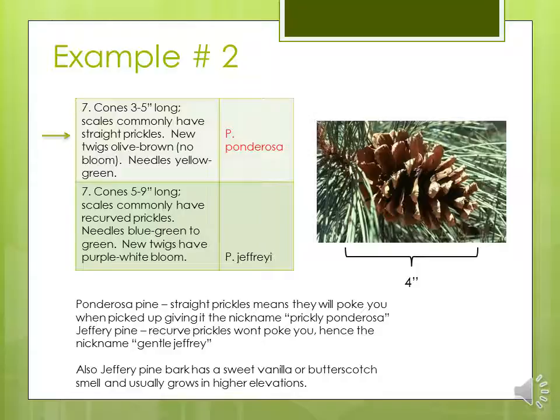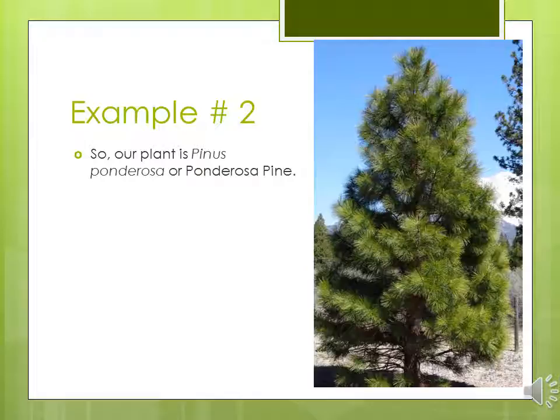And also the Jeffrey pine bark has a sweet sort of vanilla or butterscotch smell, and it usually grows at higher elevations. So if you feel the cone, smell the bark, and you're not getting that sweet vanilla or butterscotch smell, and it's prickly, then you're probably ponderosa pine. Since we know that this was a ponderosa pine, we're done with our keying. We have our name, Pinus ponderosa or ponderosa pine, and that's the end of example number 2.